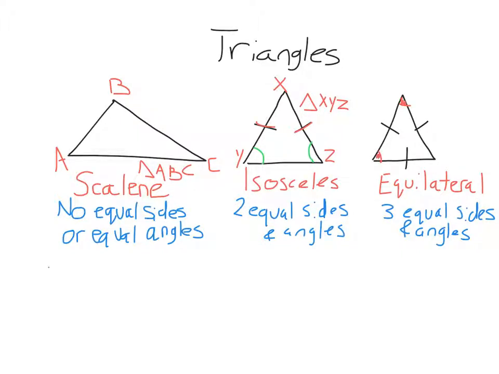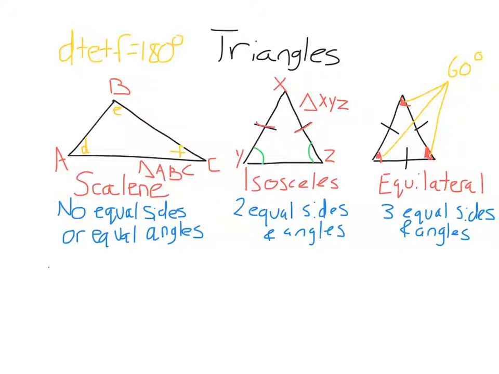Now, it turns out for any triangle, all of those angles add up to 180. Label the angles in the scalene triangle D, E, and F. D plus E plus F, the size of all those angles, adds up to 180. That works for any triangle, no matter how wonky it looks. So for the equilateral triangle, that means that all of its angles must be 60 because they're all equal and they add to 180 degrees.